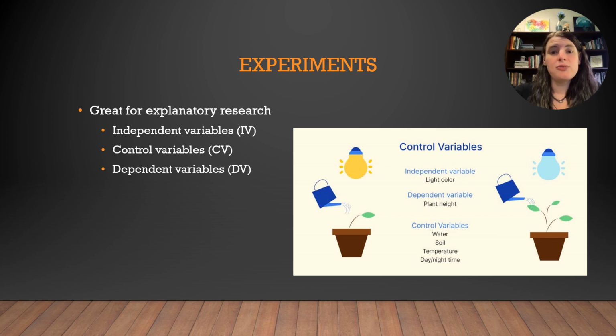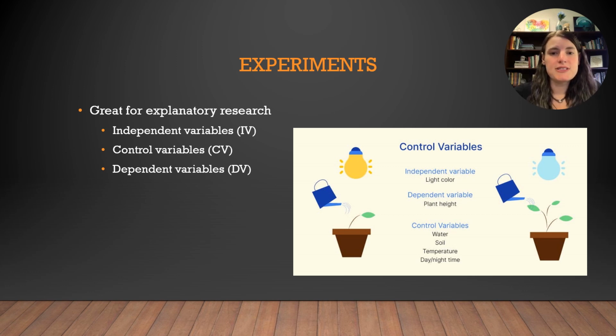Experiments are one of the ideal research designs for explanatory research. What an experiment allows you to do is manipulate the independent variable so as to see the change in the dependent variable. Also important in an experiment is making sure that all the other variables that may affect the dependent variable are held constant as control variables.